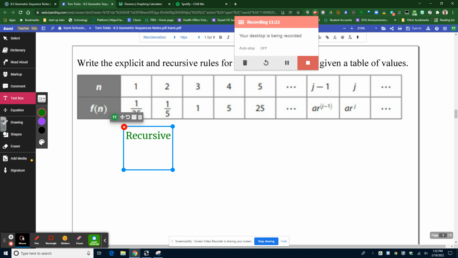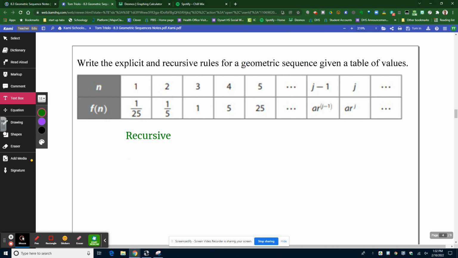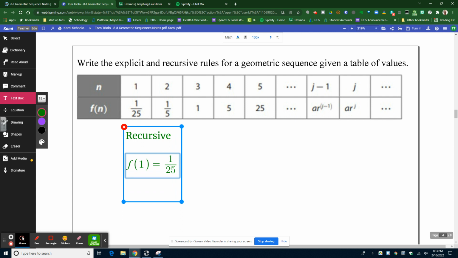I think this is okay. So Scott said function notation, so that means I start with the letter F. So I'm going to hit enter a couple times here. F of n. F of 1, because with recursive, we need to know what the first number is. It's 1/25. Okay, semicolon.